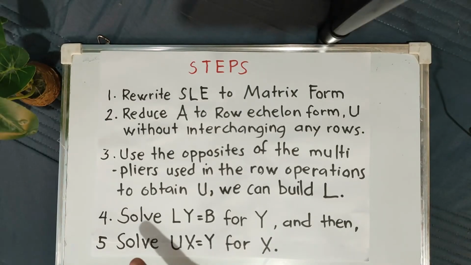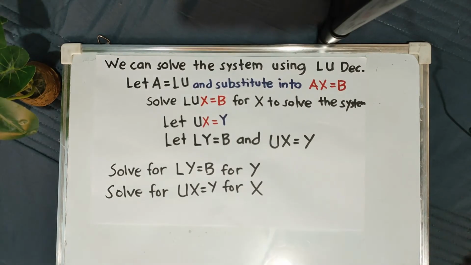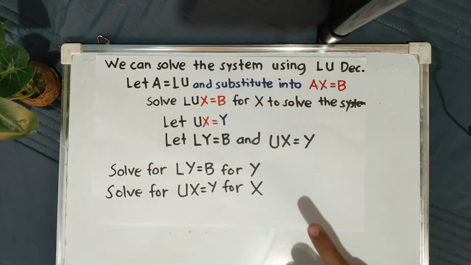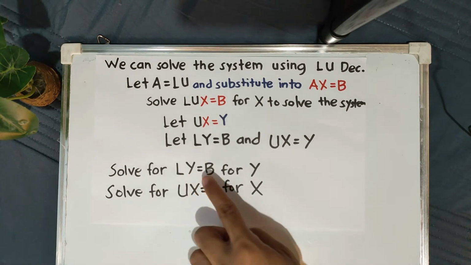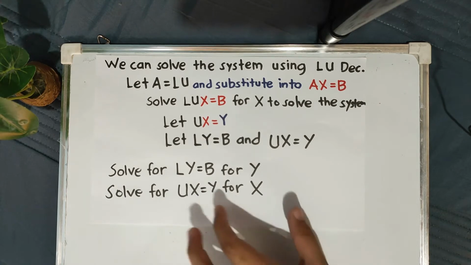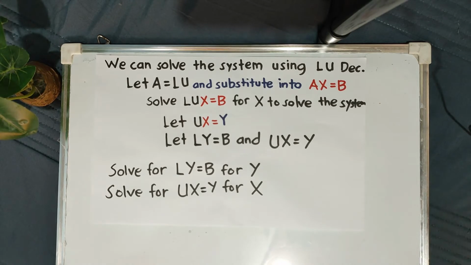O sige, kung mangutana ka, asa nagikan ning Ly equals B for Y and Ux equals Y for X, giderive na ni siya nga formula. Alright, so gikan ani nga pag-derive sa formula, nakuha na to tong Ly equals B for Y and Ux equals Y for X. So mao ni basically ang atong solution nga sundon sa atong pag-solve karon sa LU decomposition. Okay? So let's proceed and have our example.